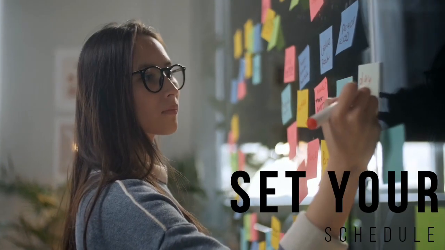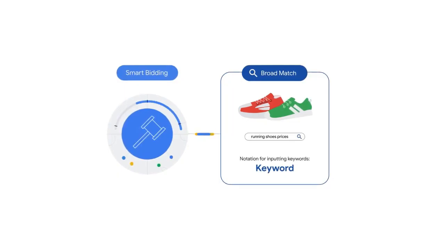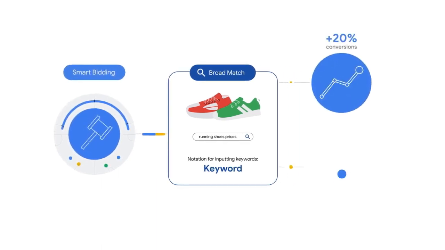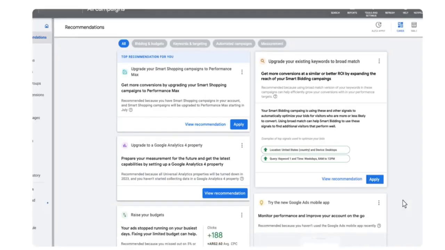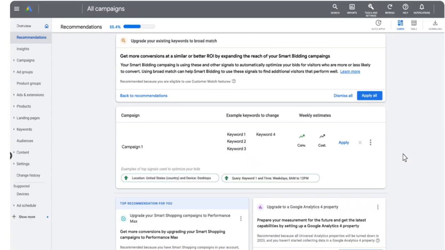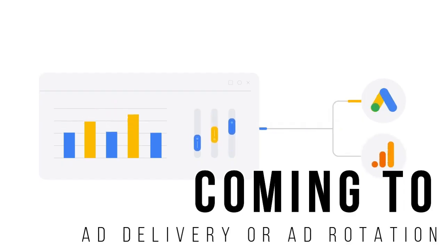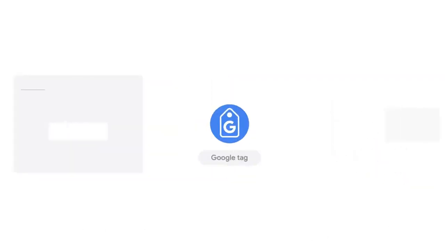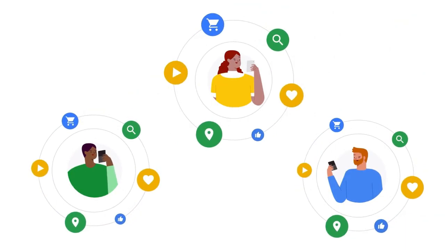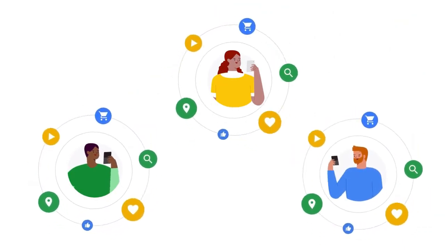Then, set your schedule, because the schedule setting is a budget stretcher. It will help you reach people at the right time. It will also start and end your campaign if you need to run your ads across specific dates. Coming to ad delivery or ad rotation. By this, you can run multiple ads for the same search. It will let you try new messaging or spread out what you want to say.